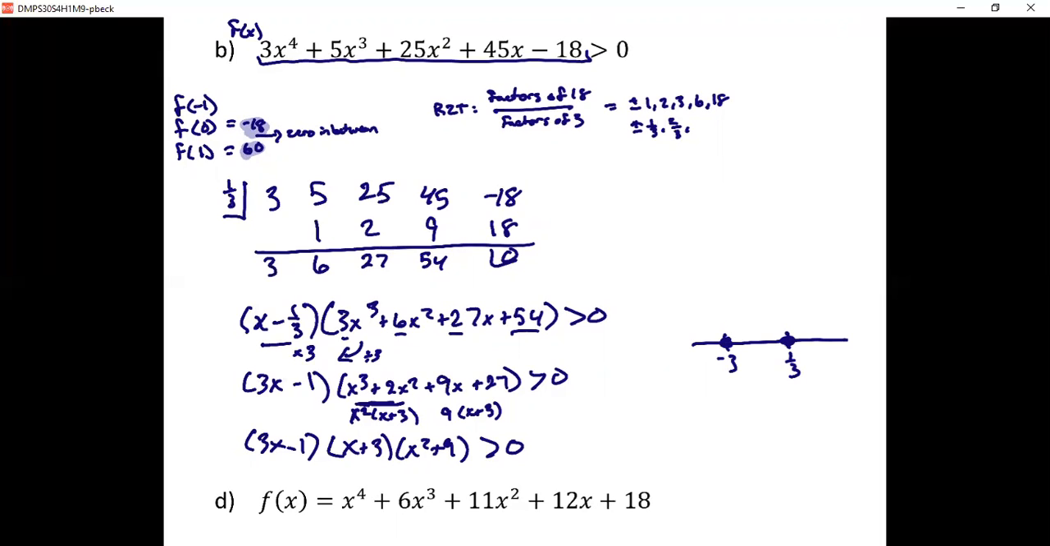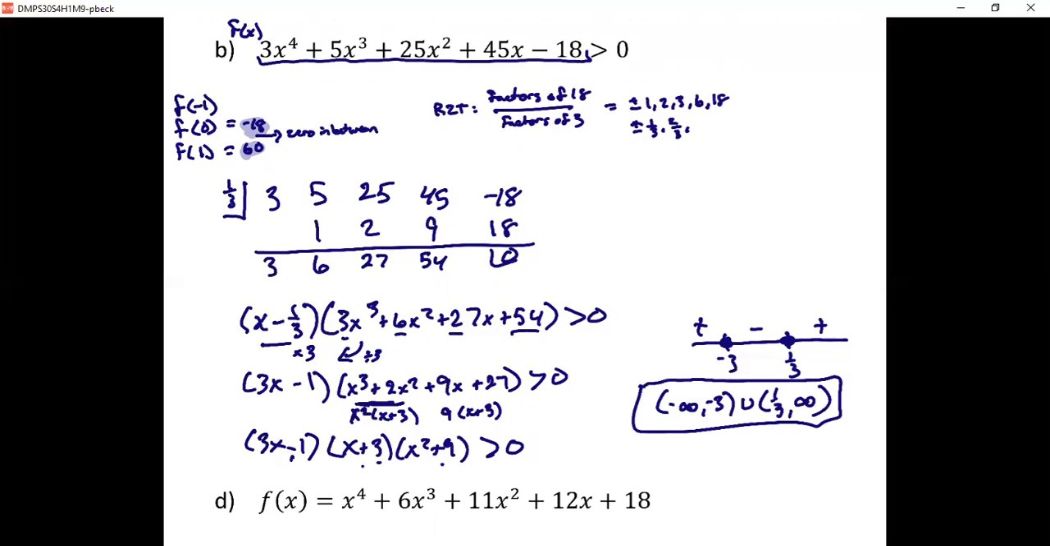So this is where we check some signs. As we check some signs, all of these have a multiplicity of 1, so they should change signs. But if we plug in, say, 0, we actually did. If we plug in 0, we get a negative. If we plug in, say, 1, we get a positive times a positive times a positive. If we plug in negative 4, we get a negative times a positive, which is also positive. So to answer the question, it would be negative infinity to negative 3, and then from 1/3 to infinity.